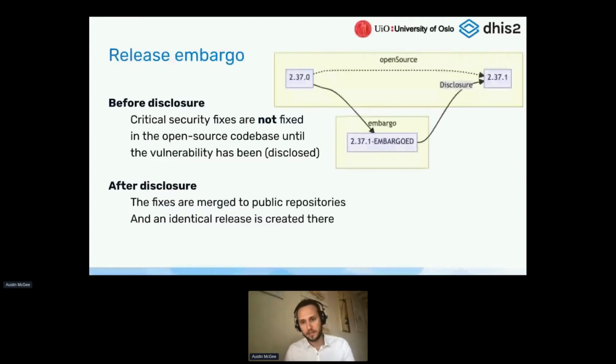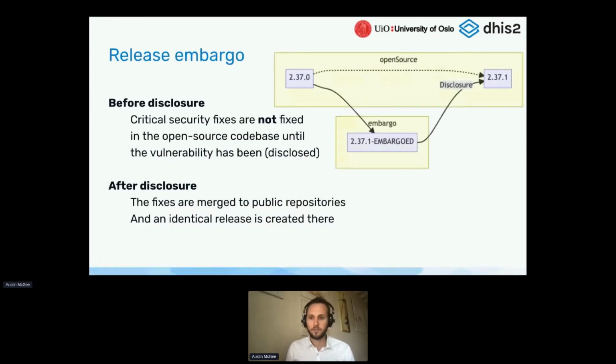And this becomes a little bit complex because we need to basically have a patch on top of the open source code that is applied at build time when we release an embargoed version of the 2.37.1 patch. So that might have some fixes that are in the open source code base on top of 2.37.0. In many cases, for a critical security vulnerability, it will be only a security fix. But the patch itself, the fix for that security vulnerability, is not open source. It's not available to everyone yet. And that's where it is considered under embargo.